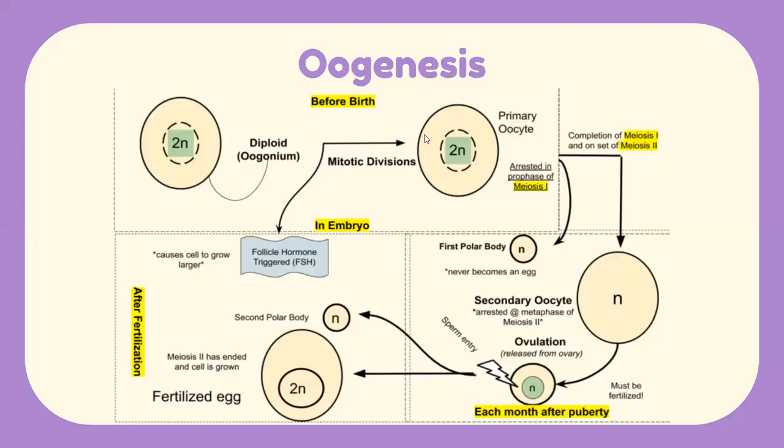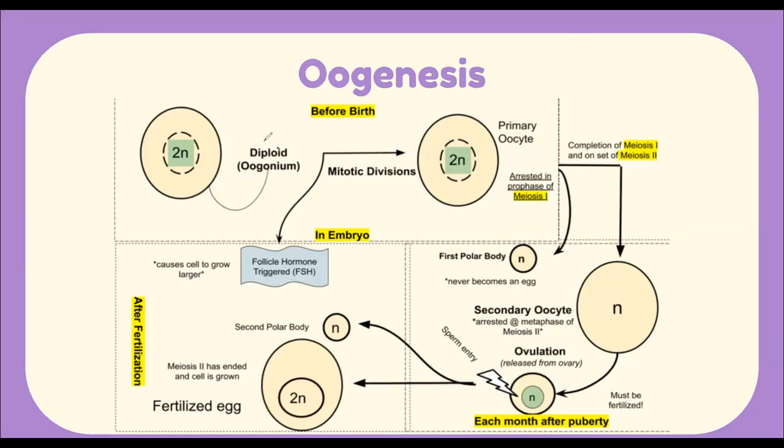Okay. So some details of oogenesis. Now I want to go step by step into the details of it. We began with the oogonia, that is the primordial follicle, or you can also call it the oogonium. This is diploid in nature. This is happening before birth, when the female is not yet born.